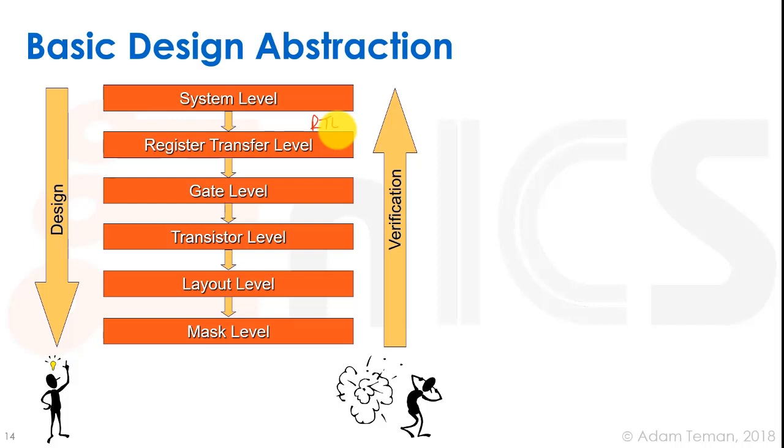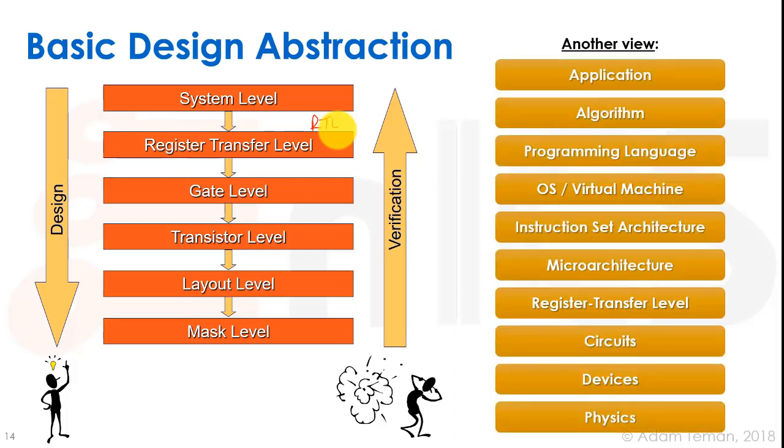Okay, a different view of this process in computer architecture or chip design comes over here on the right. Starting from the top, we have an application or an algorithm that we want to carry out. But starting from the bottom, we have the basic physics, Ohm's law and Maxwell's law and so forth, that we have to do. So we use the physics to make devices.